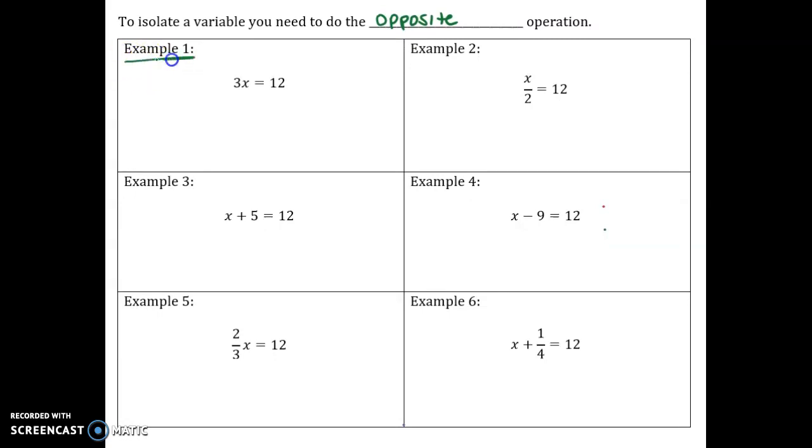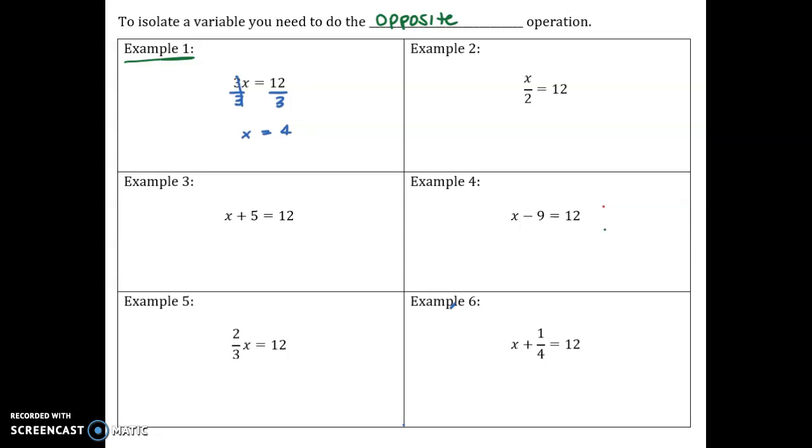So in example 1 here, we have 3x equals 12. 3x is another way of saying 3 times x. So if I want to get rid of the 3 and isolate the x, get the x by itself, I have to get rid of the 3. Since it's being multiplied, I would divide both sides by 3. So 12 divided by 3 is 4. And you can always double check yourself by plugging it back in. 3 times 4 is in fact 12.